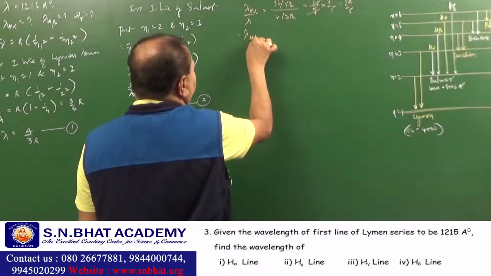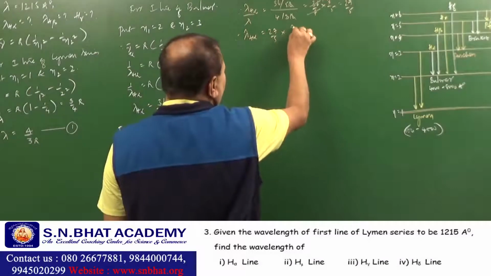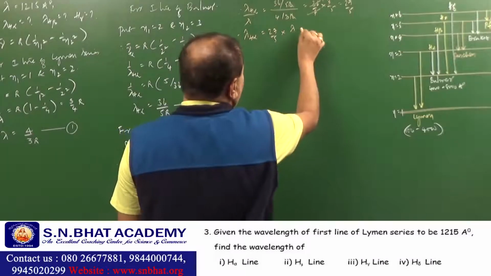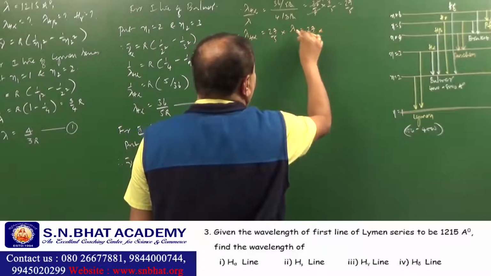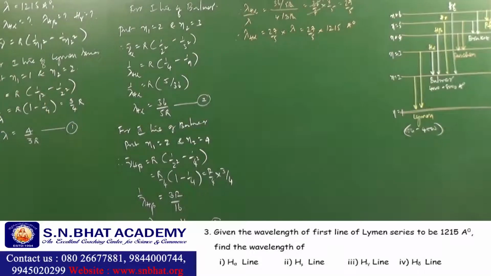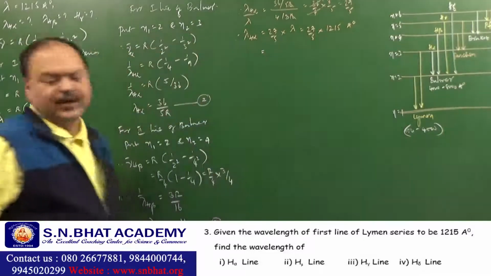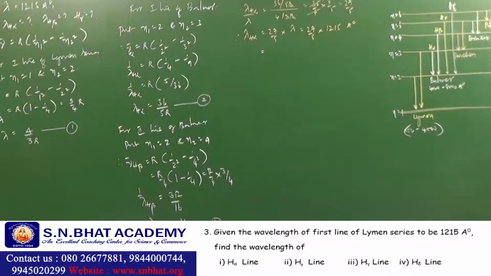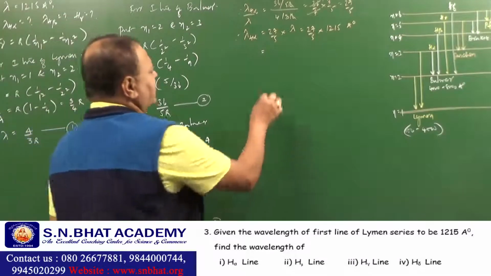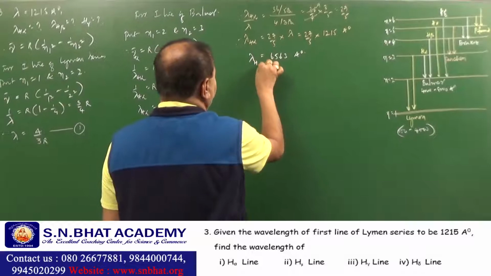Therefore, your lambda H alpha is equal to 27 by 5 multiplied by lambda 1. You substitute this value, 27 by 5, with lambda equal to 1215 angstroms. Simplifying, 27 by 5 multiplied by 1215 angstroms comes out to be 6563 angstroms. That is lambda H alpha.